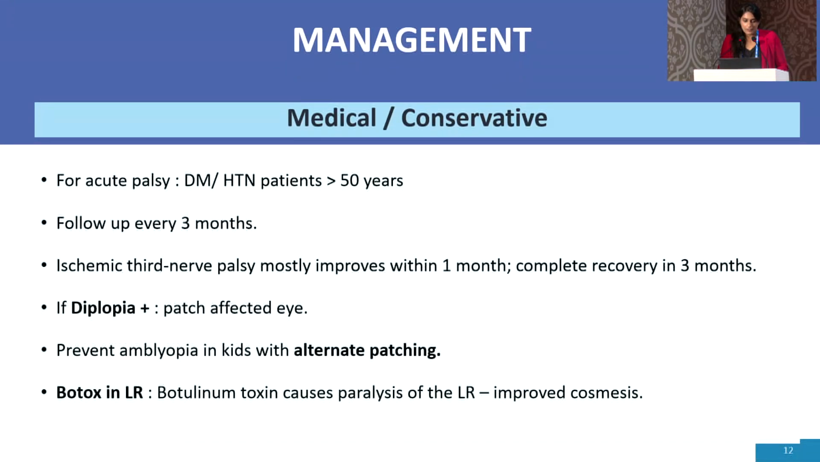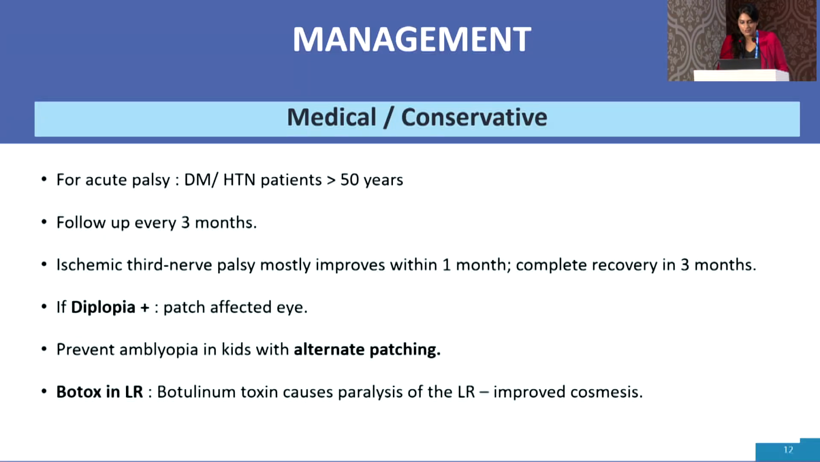So for management of acute palsy, diabetic and hypertensive patients, you have to manage these conditions. You have to follow these patients up every 3 months. Ischemic third nerve palsy mostly improves within 1 month with complete recovery in 3 months, with no surgical intervention till 6 months. If the patient is symptomatic with diplopia, you patch the affected eye, and alternate patching if it's a child. Botox can be used for the lateral rectus.